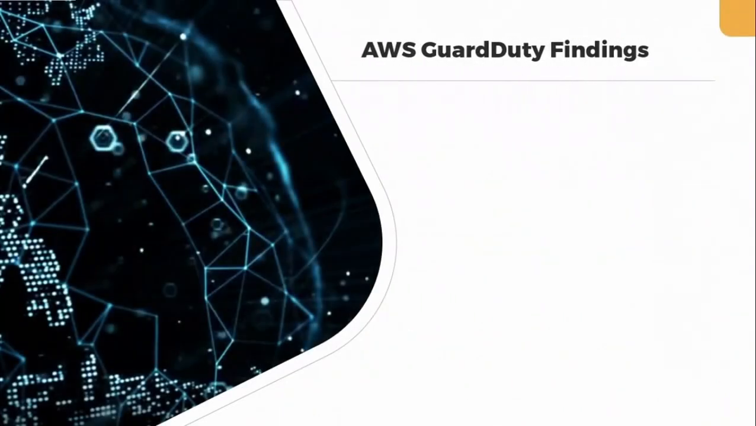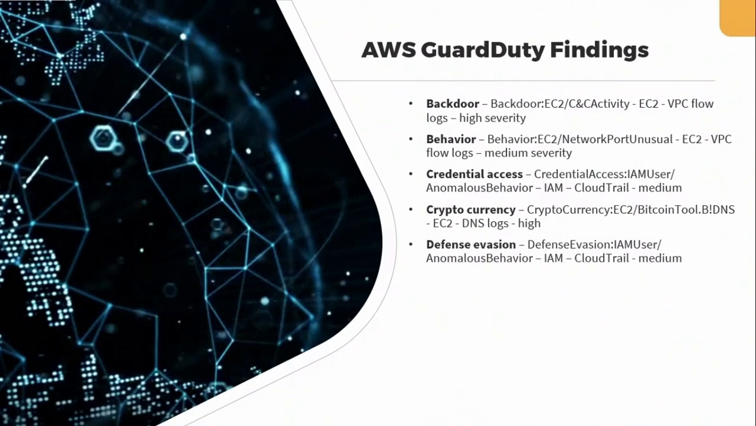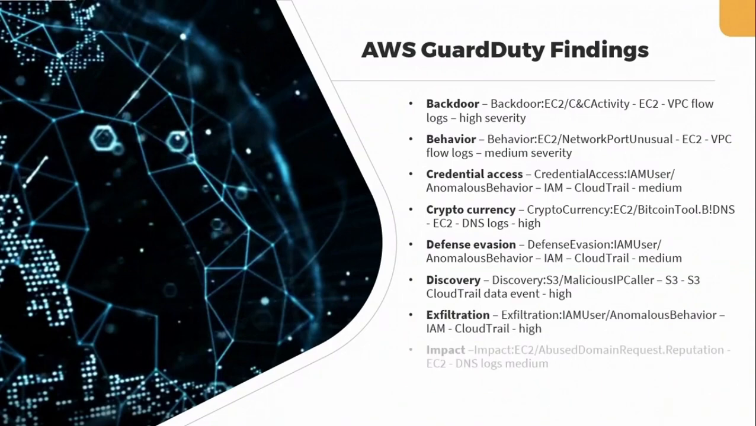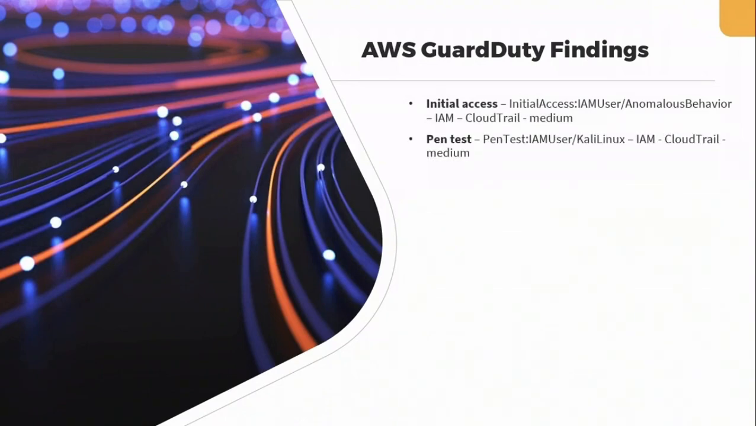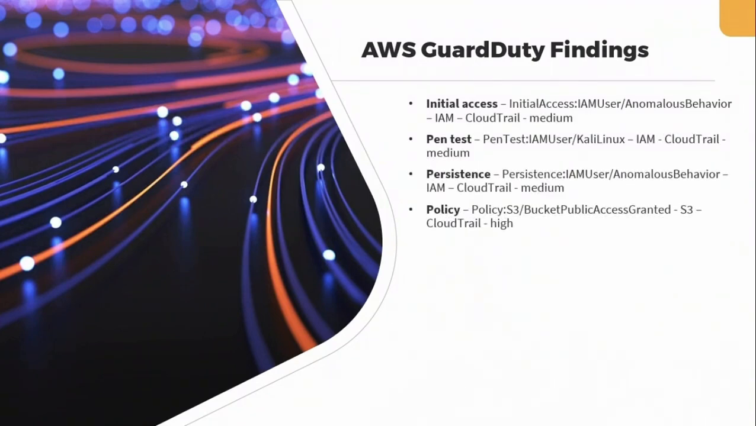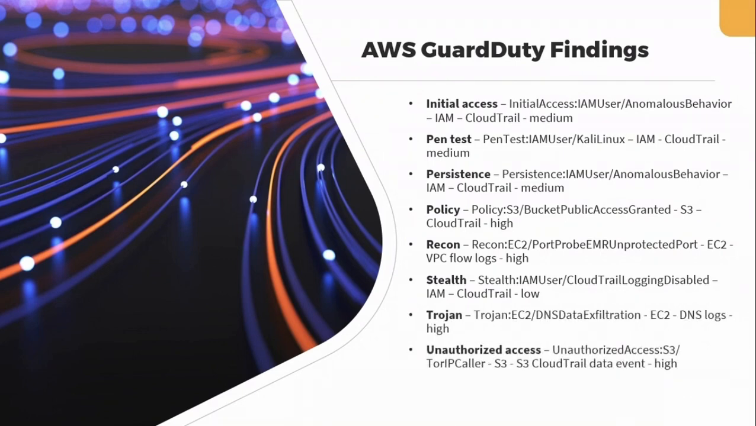It's also beneficial to memorize the AWS GuardDuty finding categories, which are backdoor attacks, malicious behavior, credential access issues, cryptocurrency or cryptojacking, defense evasion, or hiding your kill chain activities, discovery or reconnaissance, exfiltration, impact, usually DNS issues, initial access, penetration testing, persistence, policy issues, reconnaissance, stealth behavior, such as disabling CloudTrail logging, Trojans, and unauthorized access, often to object storage.